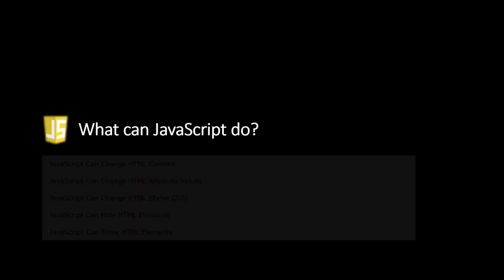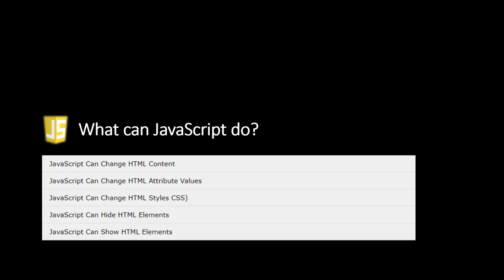What can JavaScript do? JavaScript can change HTML content. JavaScript can change HTML attribute values. JavaScript can change HTML style, CSS. JavaScript can hide HTML elements. JavaScript can show HTML elements.